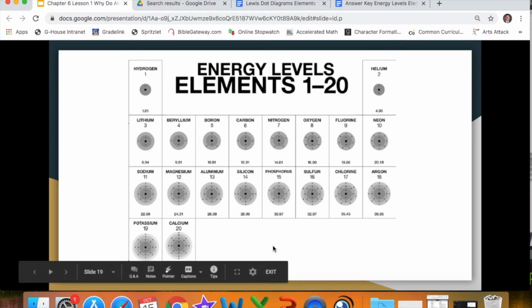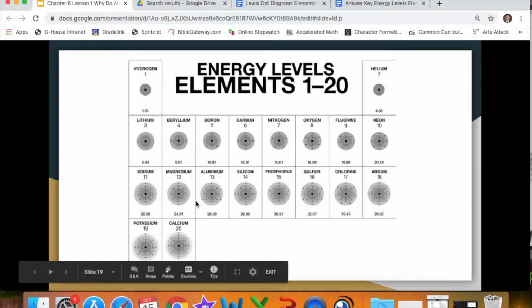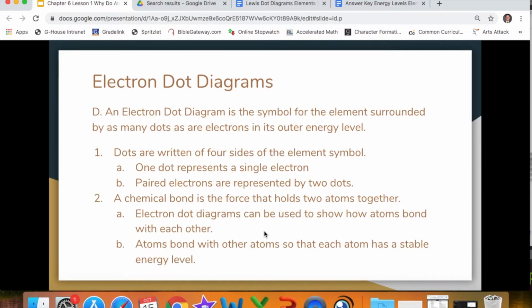Now, it's important for us to know this, but this is actually really difficult to use and to communicate among scientists. They have to draw a diagram with all these different dots on it. There's got to be an easier way. Well, that's where electron dot diagrams come into play.